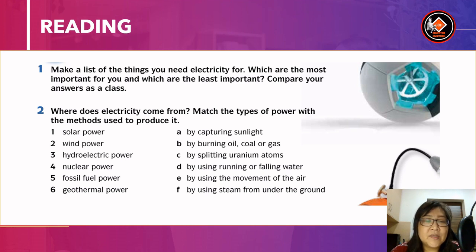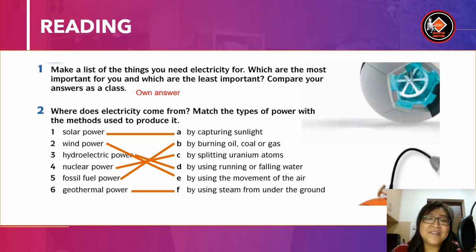So the first one, we have solar power. Solar power is by capturing sunlight. Wind power by using the movement of the air. Hydroelectric power by using running or falling water. Nuclear power by splitting uranium atoms. Fossil fuel power by burning oil, coal or gas. Geothermal power by using steam from under the ground.